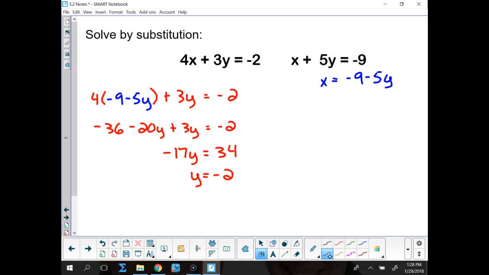If y is equal to -2, then x plus 5 times -2 has to equal -9. So that's x minus 10 equals -9. So that gives me x equals +1. 4 minus 6 is -2. 1 minus 10 is -9. Checks out in both equations.